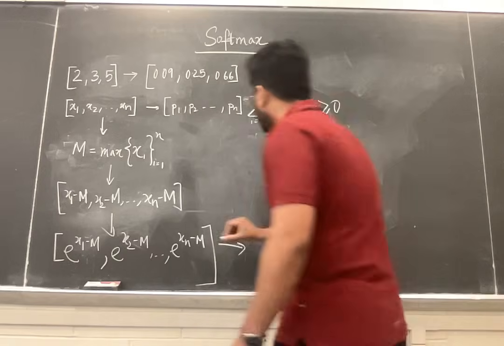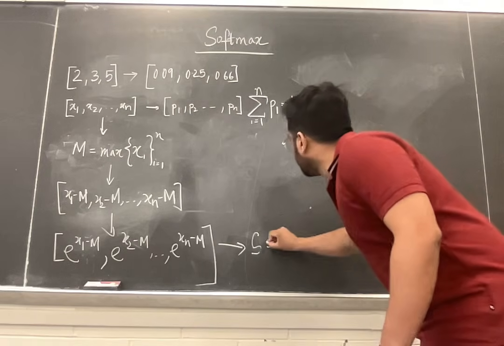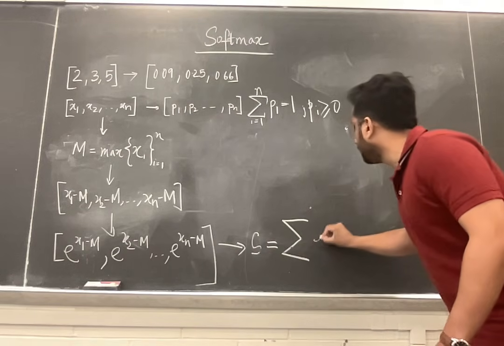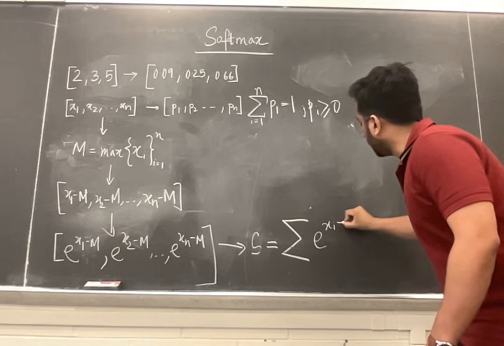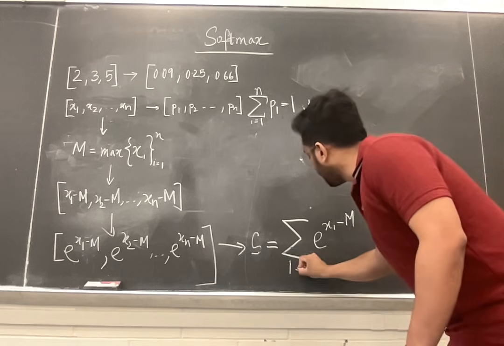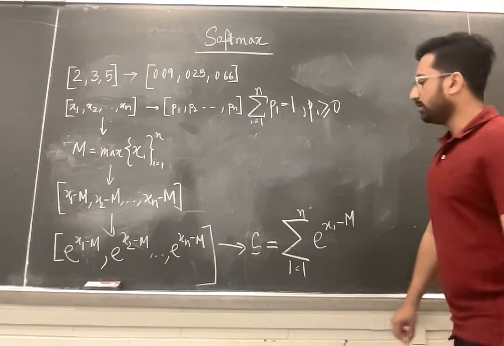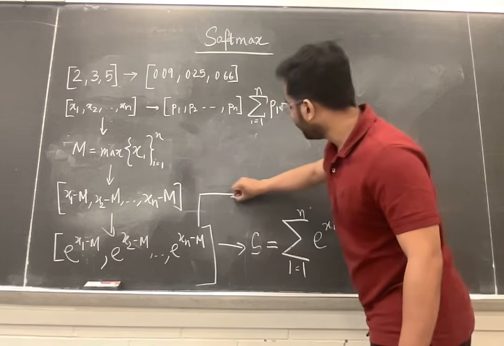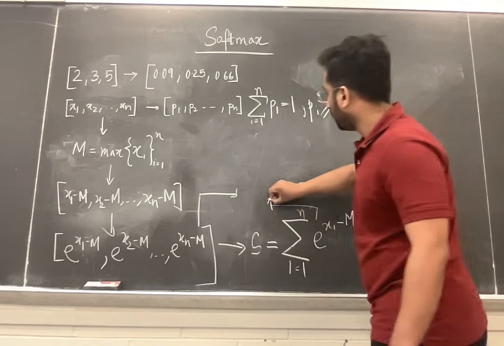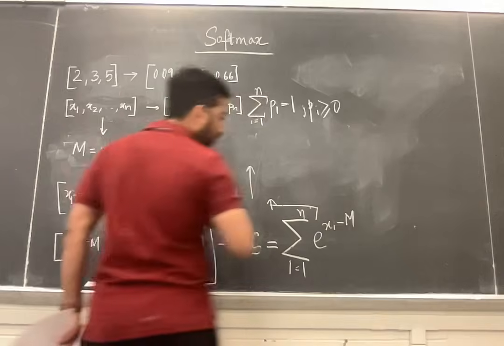So what do we do now? We take the summation of it. S is equal to the summation of e to the power xi minus m for all i from 1 to n. And then we combine these two to calculate the following.